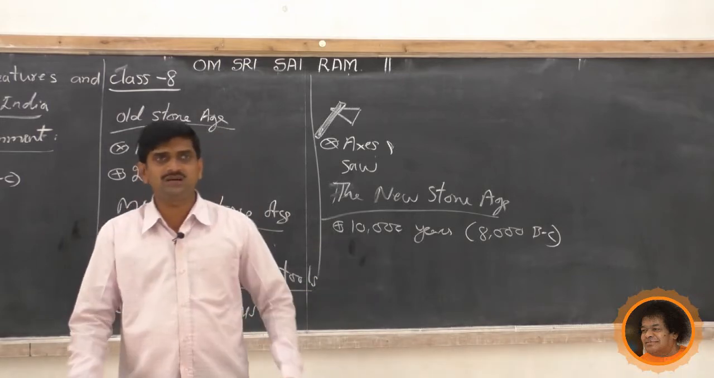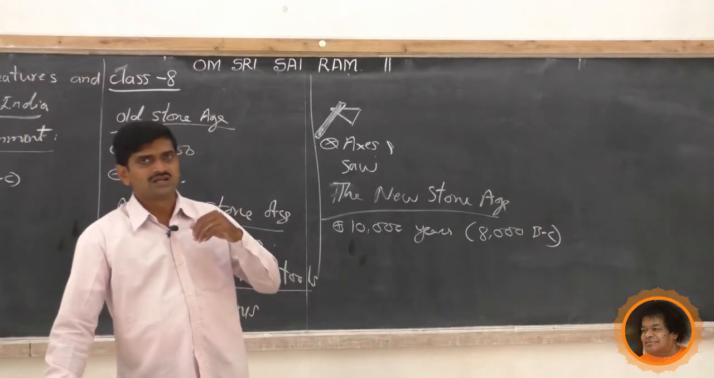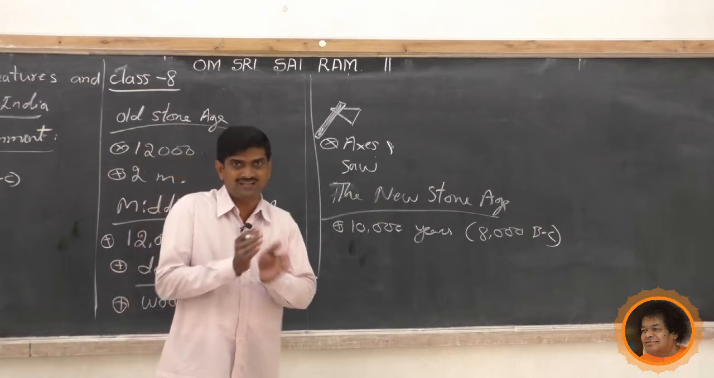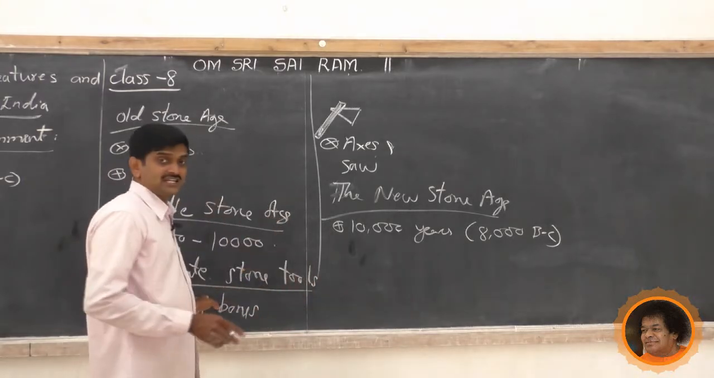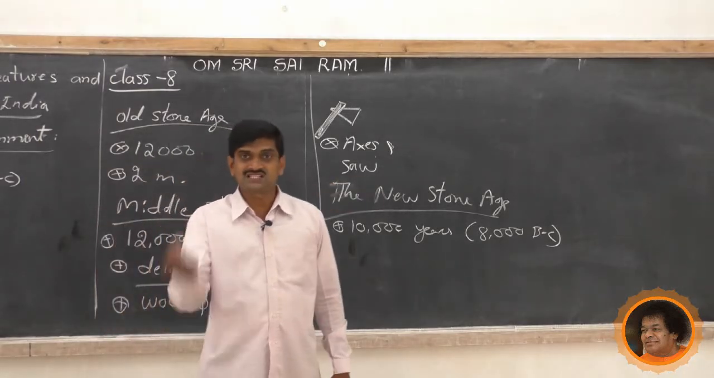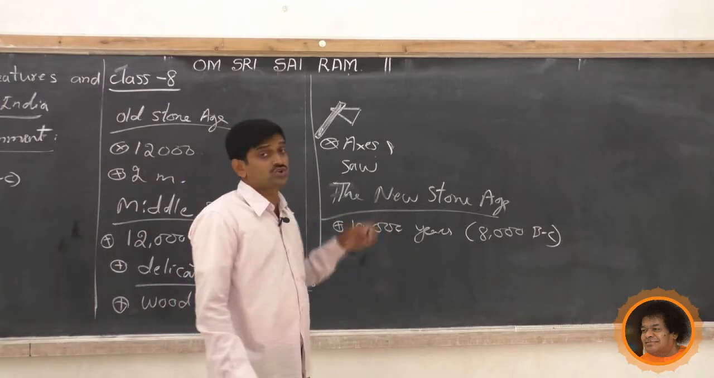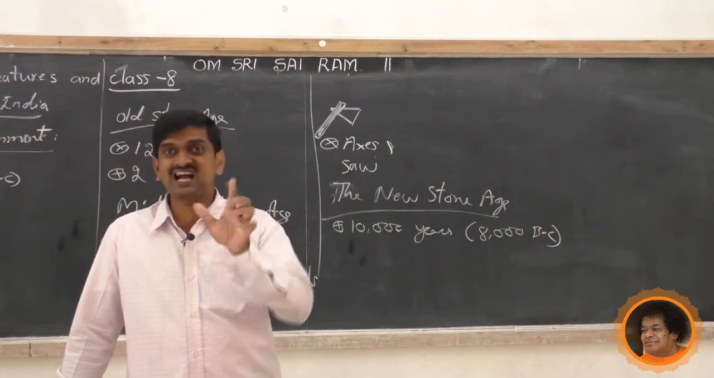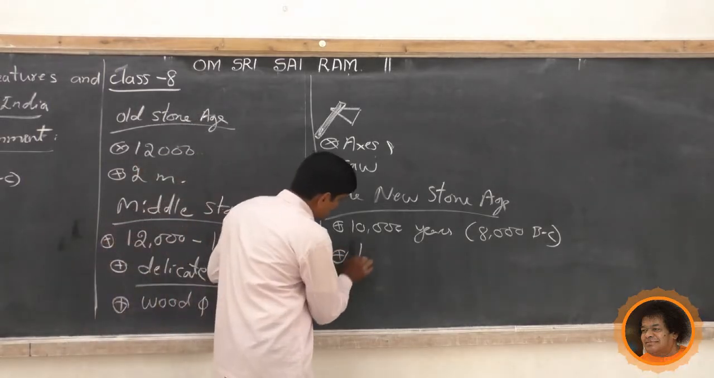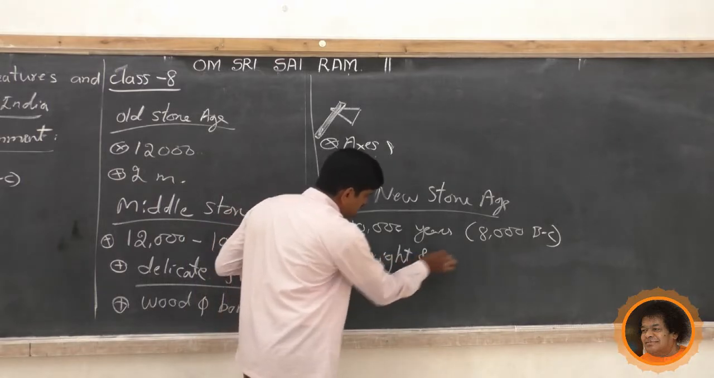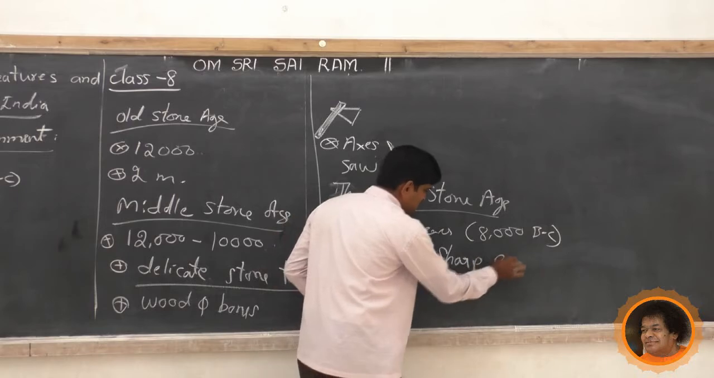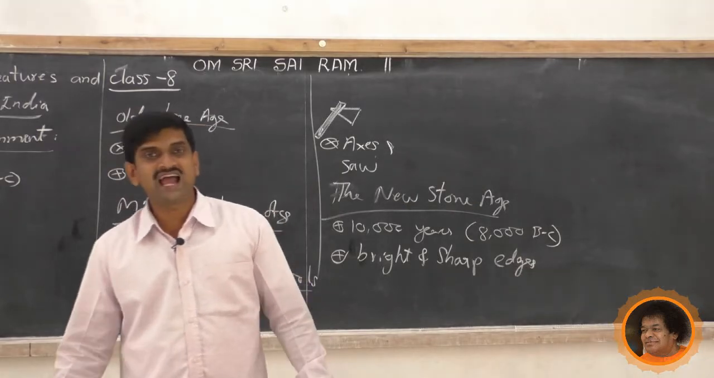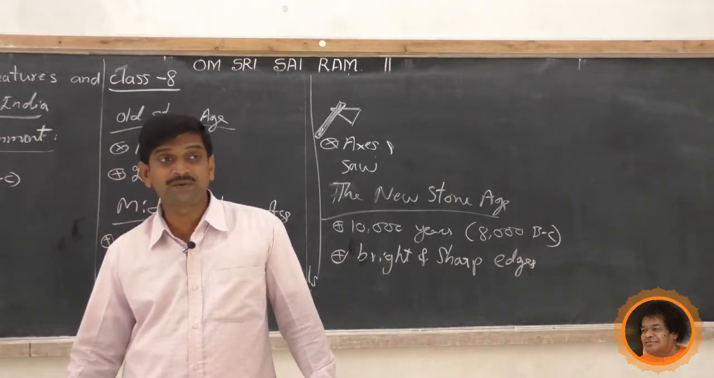During the New Stone Age, people started to use different tools than the earlier tools. What is the difference between the earlier delicate tools and the New Stone Age tools? The tools of the New Stone Age had bright and sharp edges. How were the tools of the New Stone Age? They had bright and sharp edges.